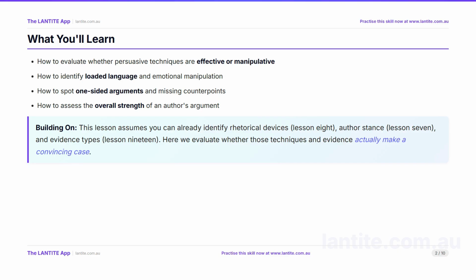This lesson builds on earlier ones. You should already be able to identify rhetorical devices, author stance, and evidence types. Now we are evaluating whether those things actually make a convincing case.